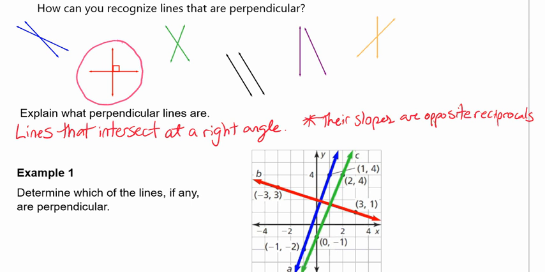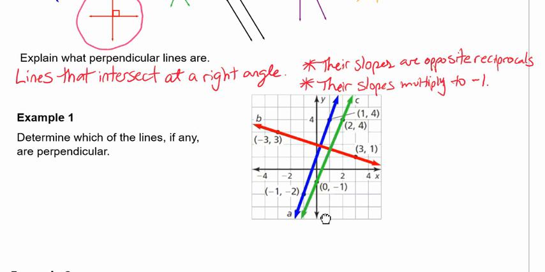Perpendicular lines have slopes that are opposite reciprocals, and if you have 2 slopes and they're opposite reciprocals, you know that it's perpendicular lines. But also, if you multiply their slopes together and you get -1, that's also a way for you to be able to tell that the lines are perpendicular. Let's look at an example here.